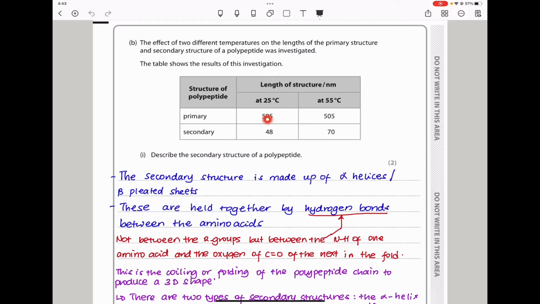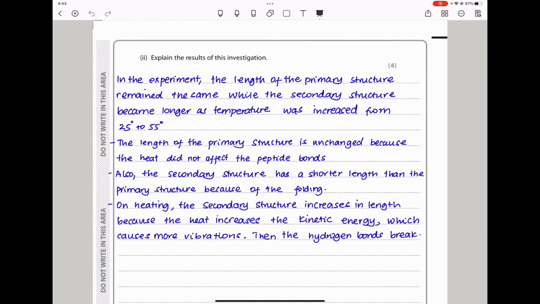That is why we can see the length increases. While for the primary structure, heating, there are no hydrogen bonds between the molecules or between the different amino acids. So heating to a higher temperature will not affect anything because it is not going to break the peptide bond and there are no hydrogen bonds to be broken. So the structure remains the same length. So let me take you back to my answer.